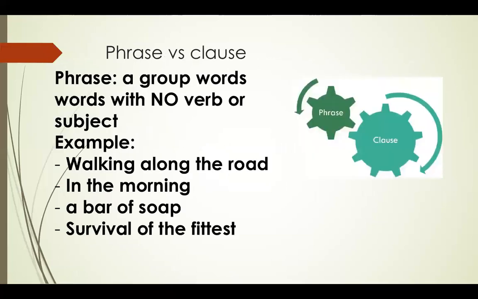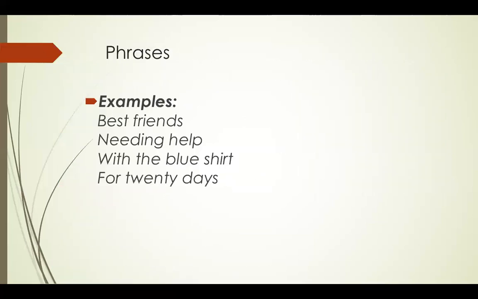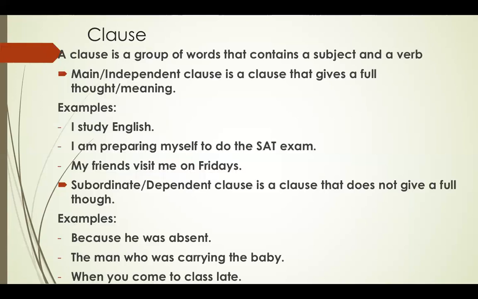Needing help, also walking along. Walking along here is not a verb. Walking is not a verb. Needing is not a verb. You don't say, I needing help. It's wrong. You say, I need help, or I'm needing help, basically. It's not accurate, but it's still better than saying I needing help, because I needing help is wrong. I'm preparing myself to do the SAT exam.